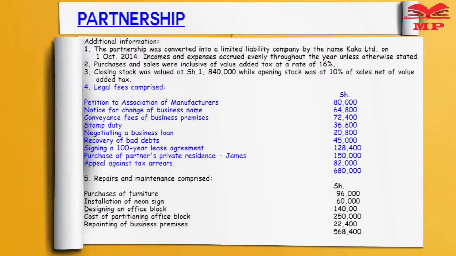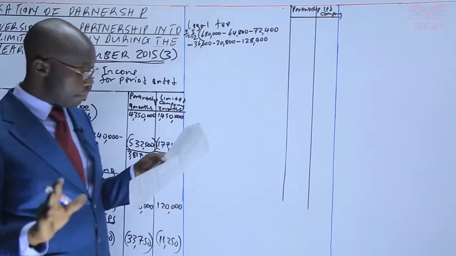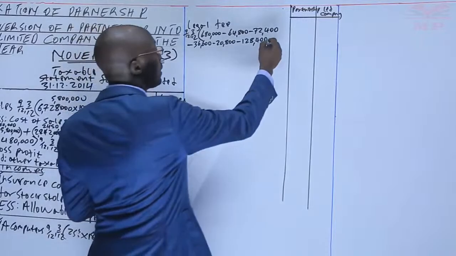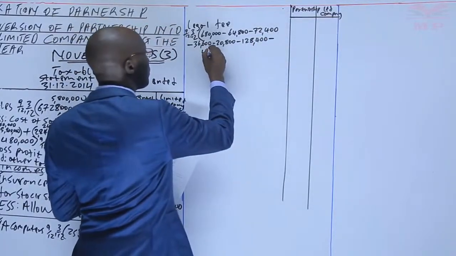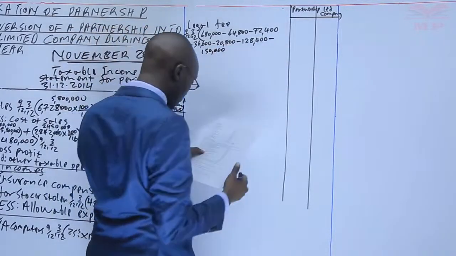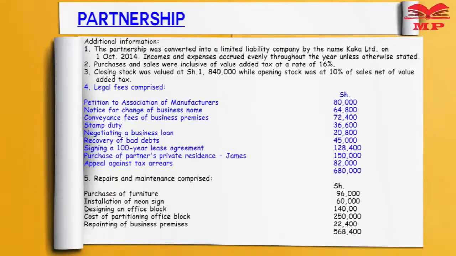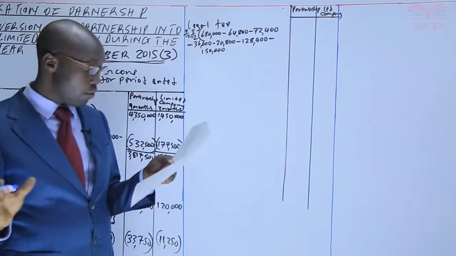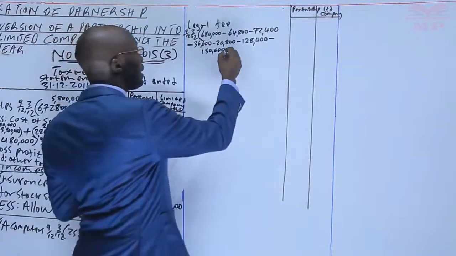After that, we have the purchase of the partner's private residence. We had said that any expense relating to the partners, we don't allow. This is private, for the partners, we don't allow. 150,000. The other one is appeal against tax arrears. We had said any expense relating to tax, we don't allow. So this one is not. So minus 82,000.